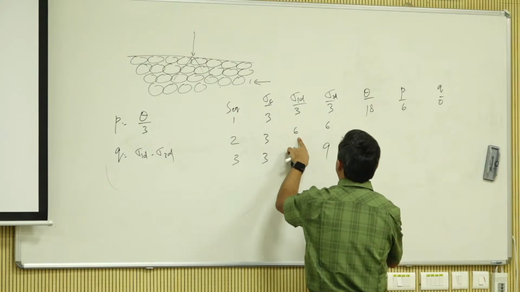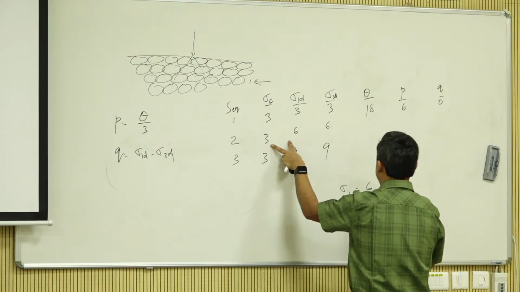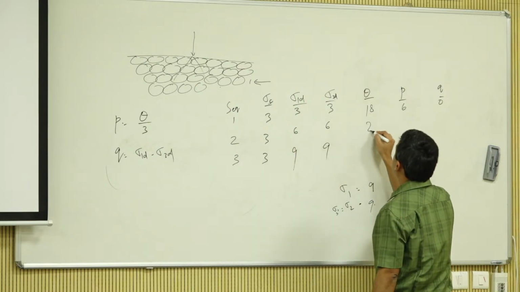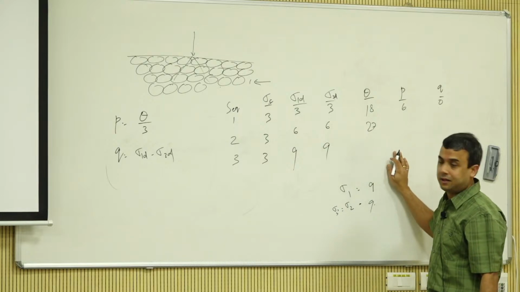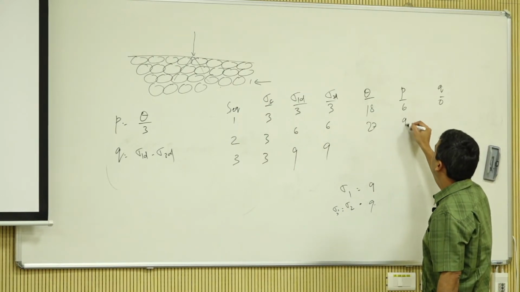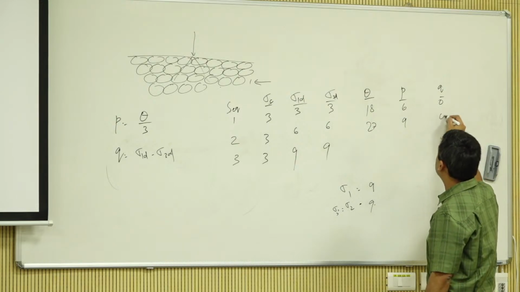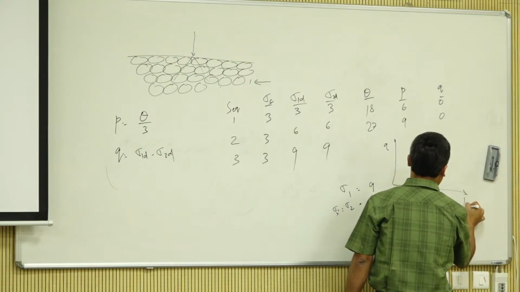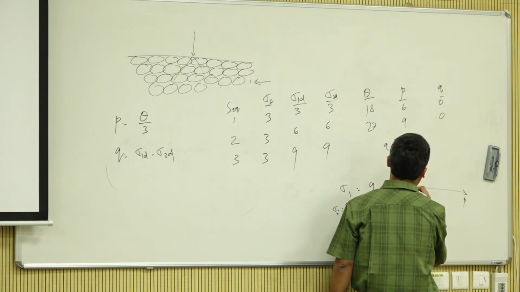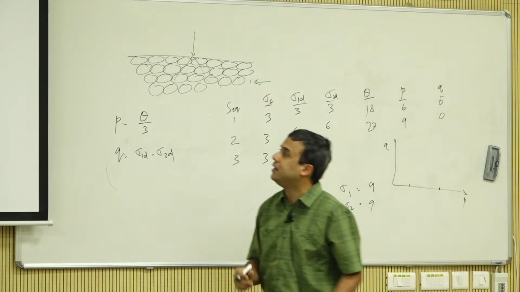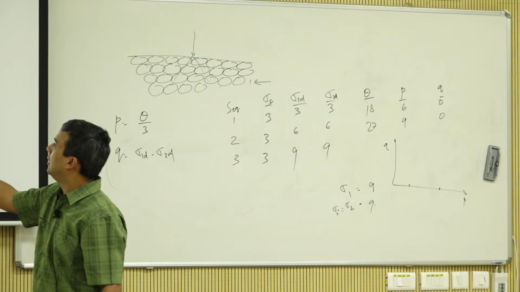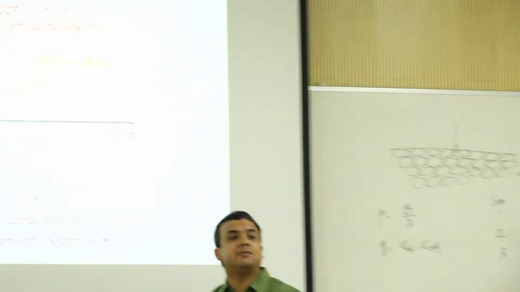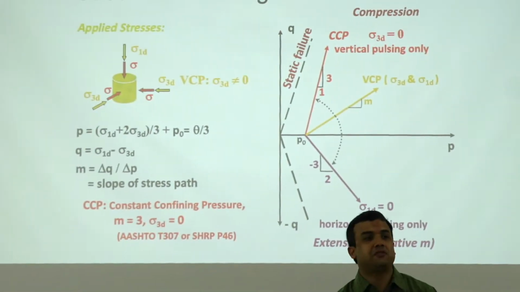Now let's do this case. What in this case is sigma 1? 9, and they are also 9. So 27, right? And then P is 9, and what is Q? 0. So trace this. 6, 0, 9, 0. So now it's moving along this line, along the P. Okay, so it's one case of stress path testing.